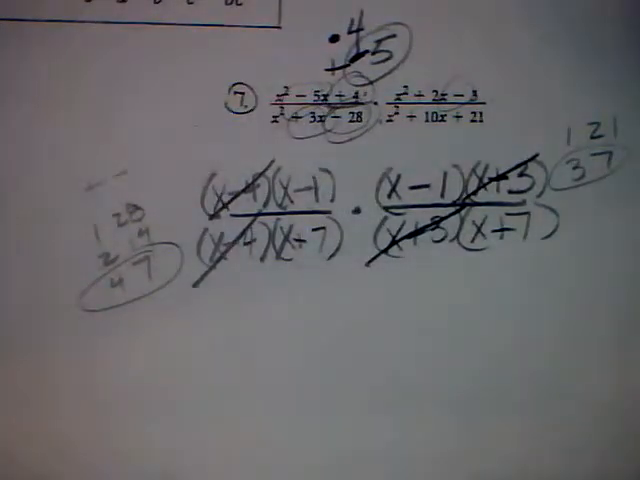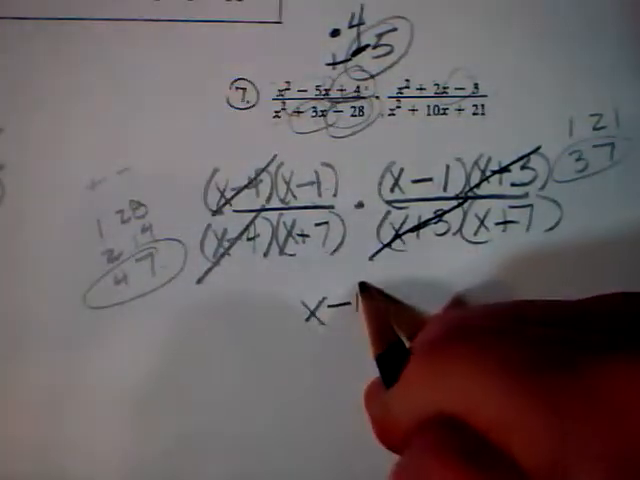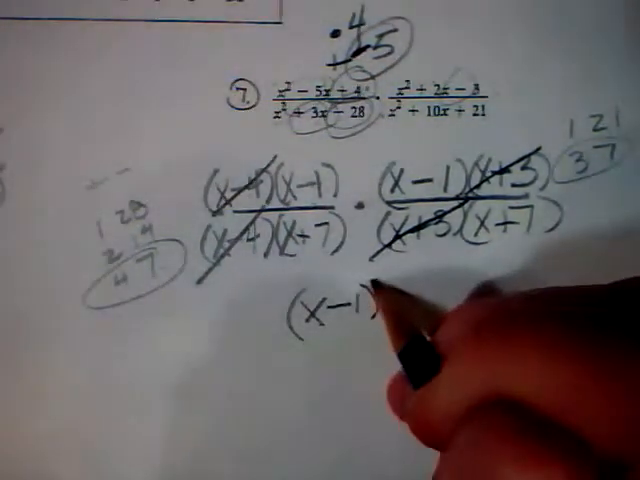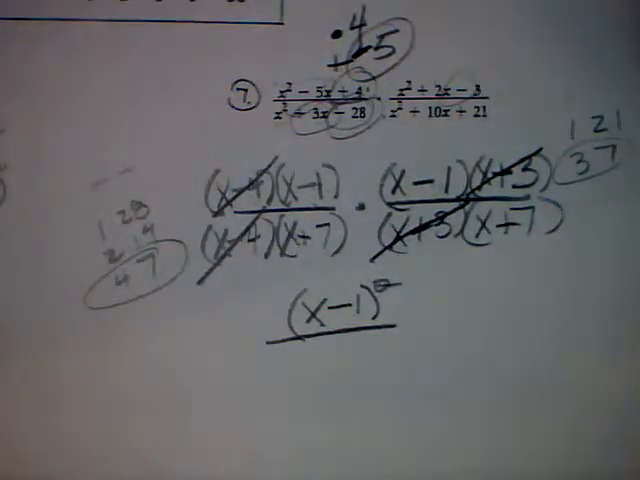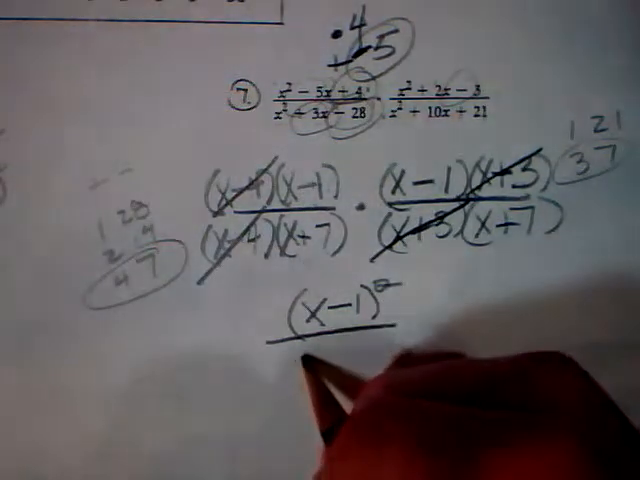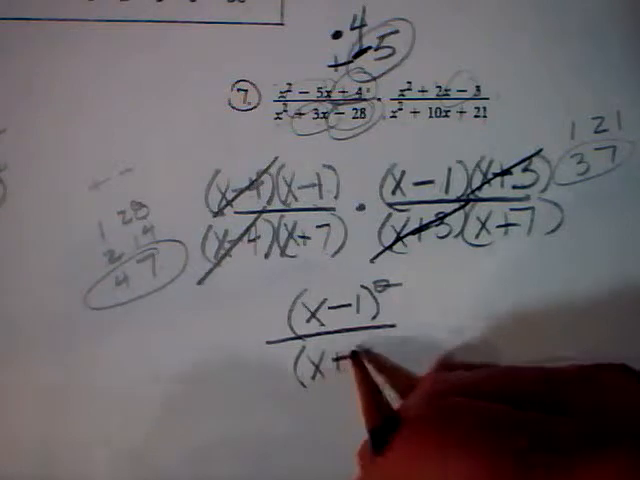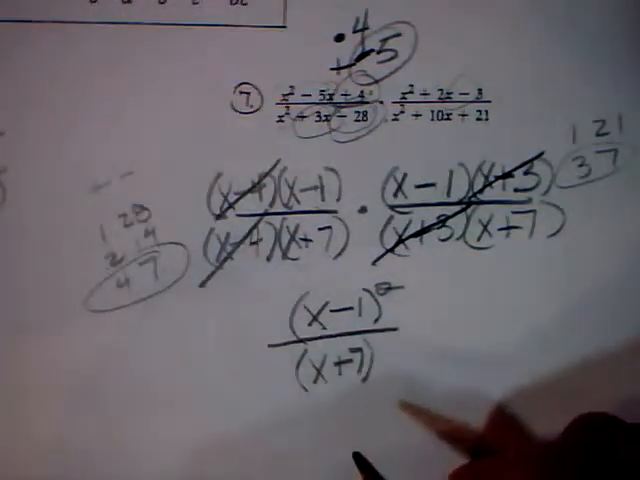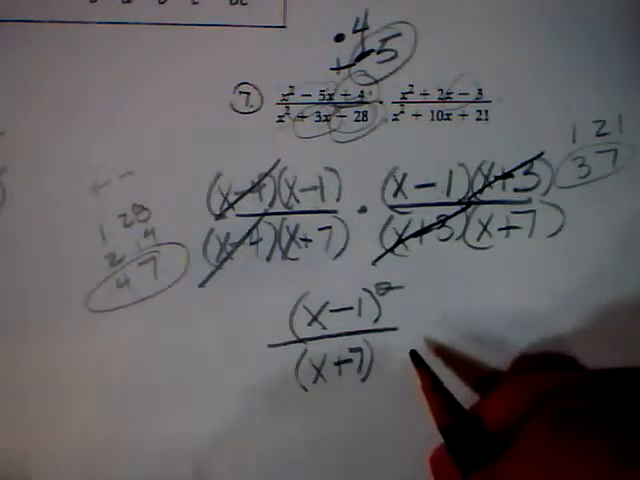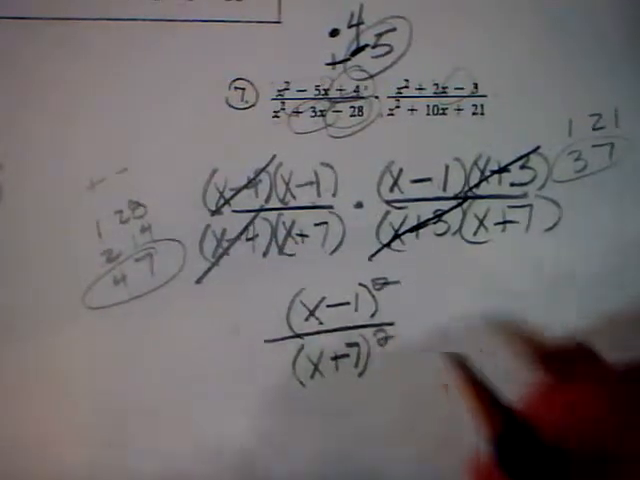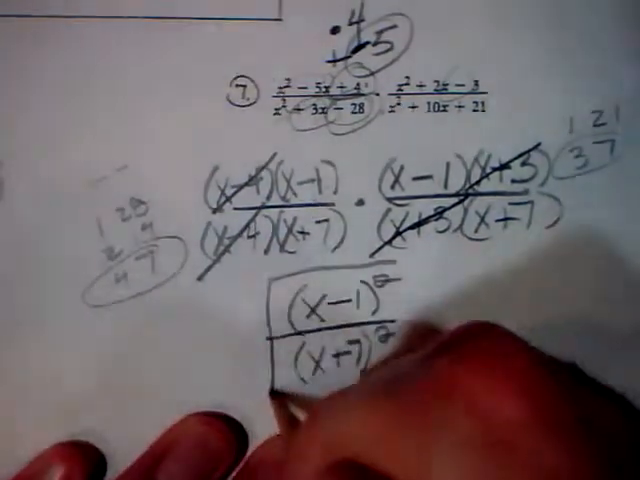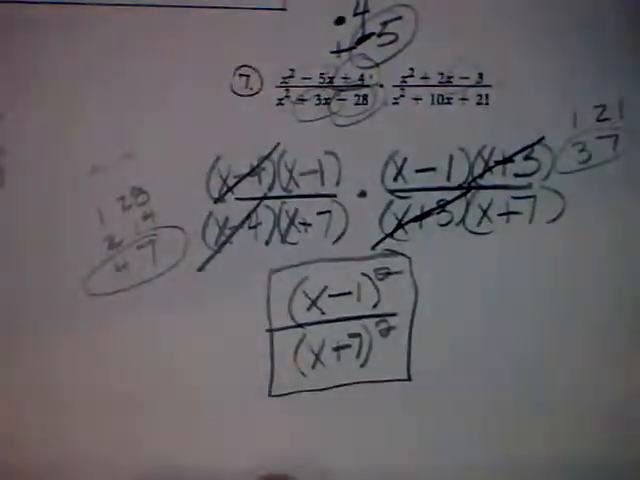And now we're at the very end here. It's just a matter of writing our final answer. So it looks like we have an x minus 1 on the top, and there's actually 2 of them there, so we can just go ahead and write that as x minus 1 squared. And on the bottom, looks like we have 2 of the same factors there as well. You have an x plus 7 and another x plus 7, so we can write that as x plus 7 squared. And that is our final solution.